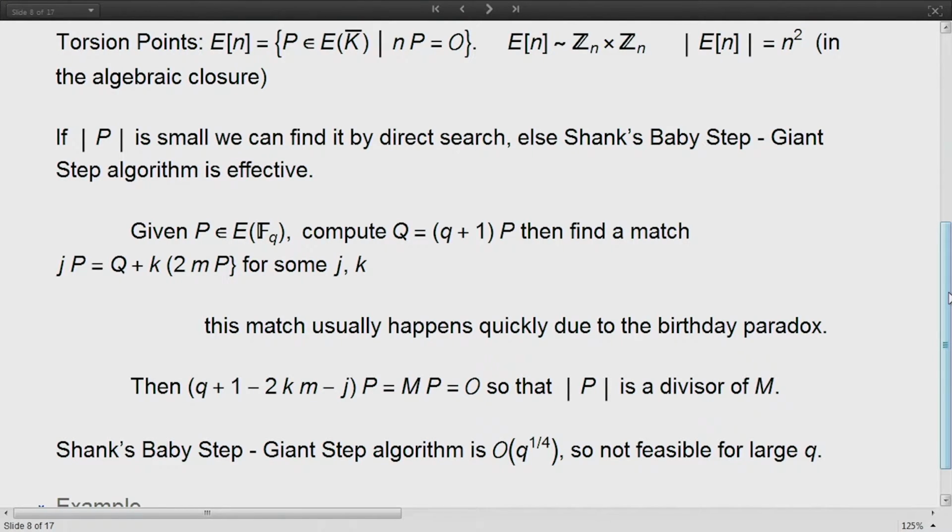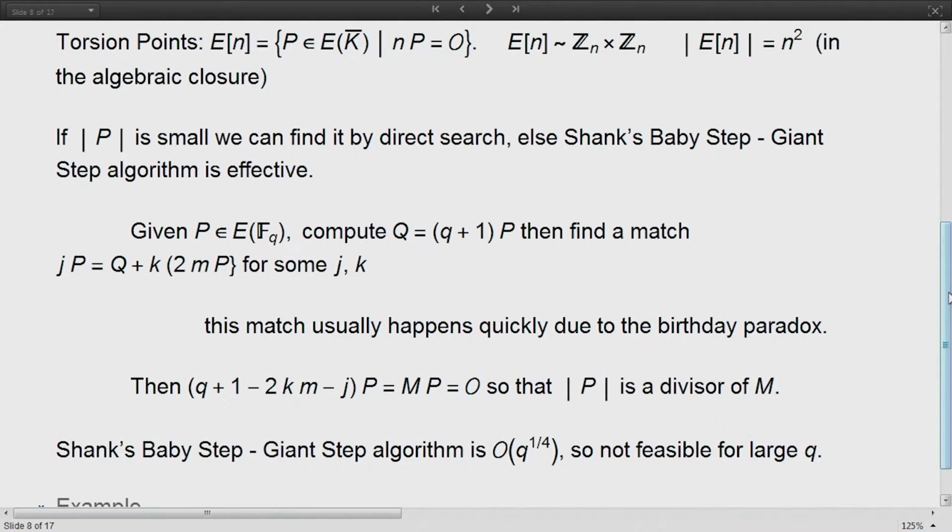So if we find that match, that is, jP is that, we can collect terms in P, and we know that this resulting number m must be a divisor of the actual point order. It's an effective algorithm, but it's not so good in that it's not polynomial.